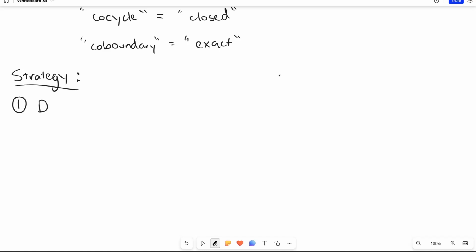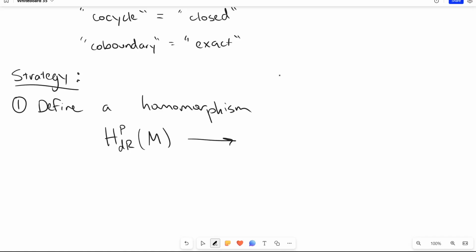First, we define a homomorphism. I guess this is for every manifold. We'll define a homomorphism from the de Rham cohomology, which we denote H_DR^p(M), to H^p(M), the singular cohomology. And then step 2 is induction on Mayer-Vietoris.